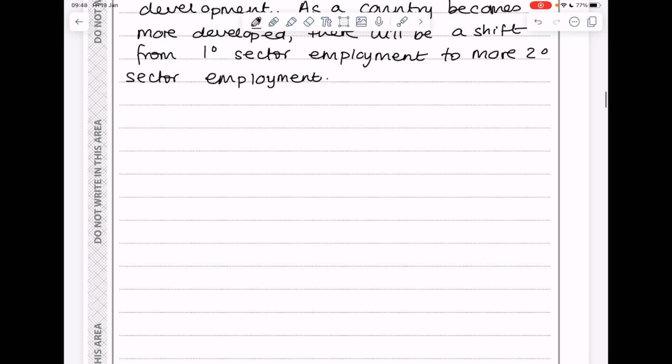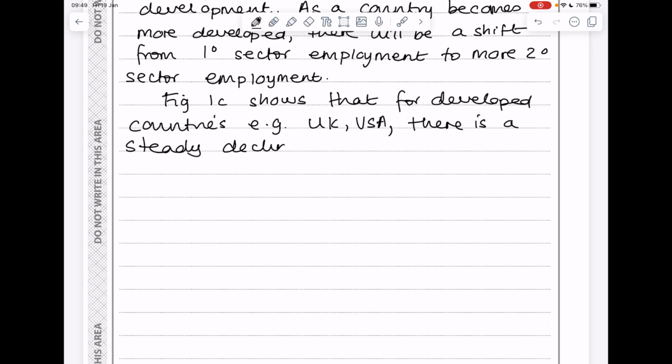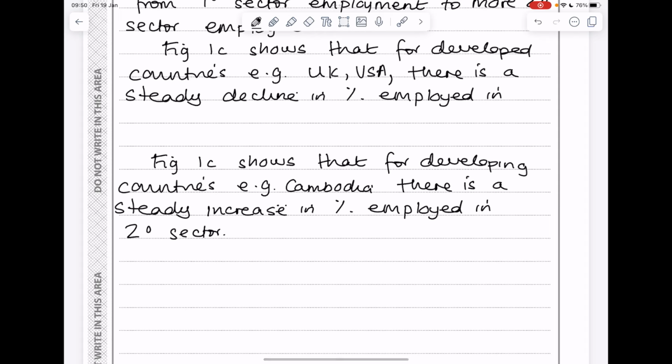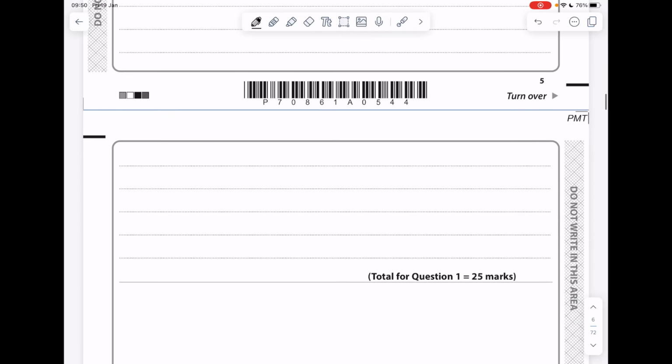And now talking about the data. Figure 1C shows that for developing countries such as Cambodia, there is a steady increase in percentage employed in the secondary sector. And then we could talk about the fact that China has its own trend, but I've already got 4 marks, so I won't write that here.